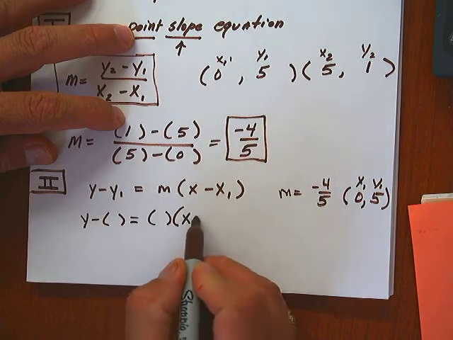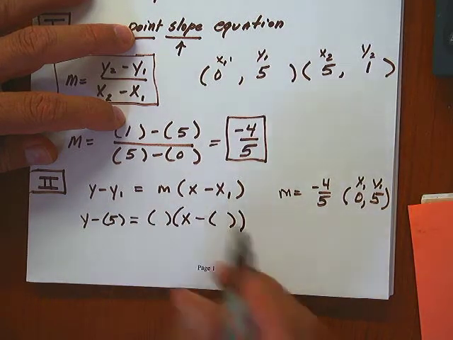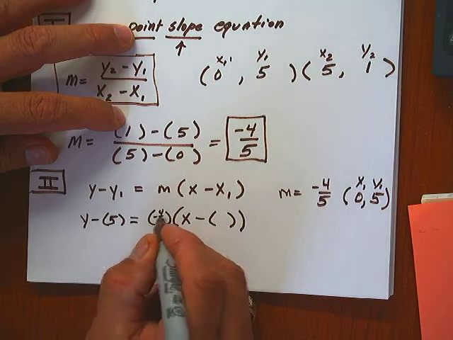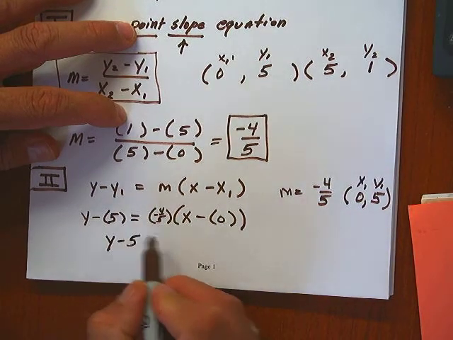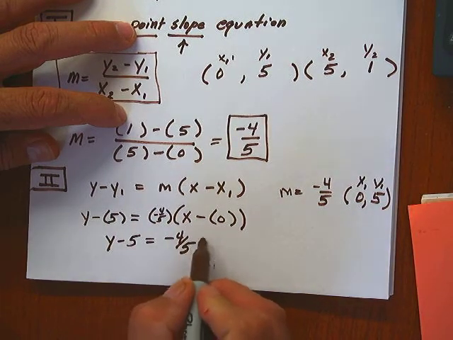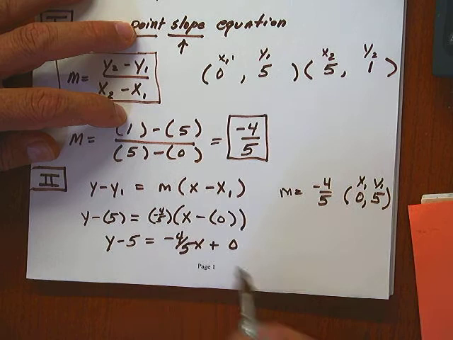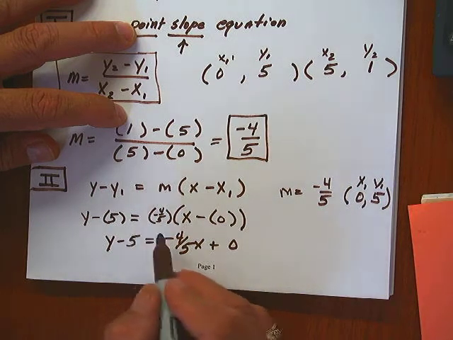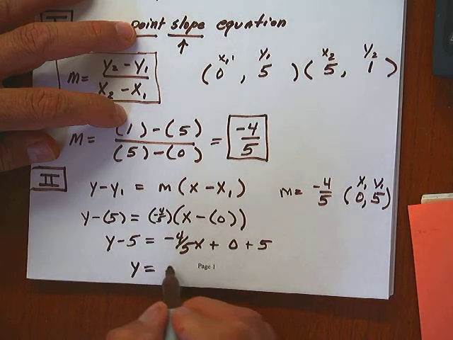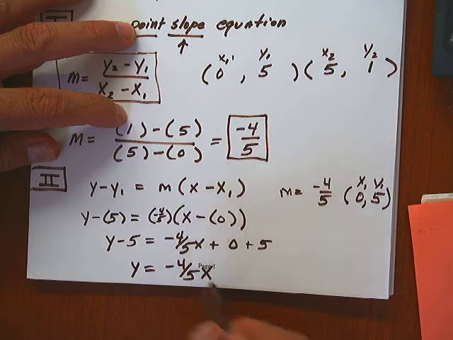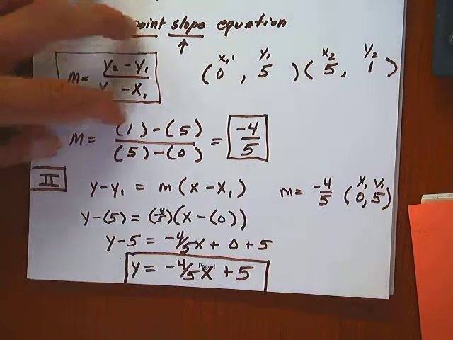Plug and chug. Y minus parentheses equals parentheses times x minus parentheses, and I plug in my 5 here, and I plug in my negative 4/5 here, and I plug in my 0 here, and I get y minus 5 is equal to negative 4/5 x minus plus 0, because that negative times that 0 is 0. And then I bring this 5 over across the river, and my final answer is y is equal to negative 4/5 x plus 5.